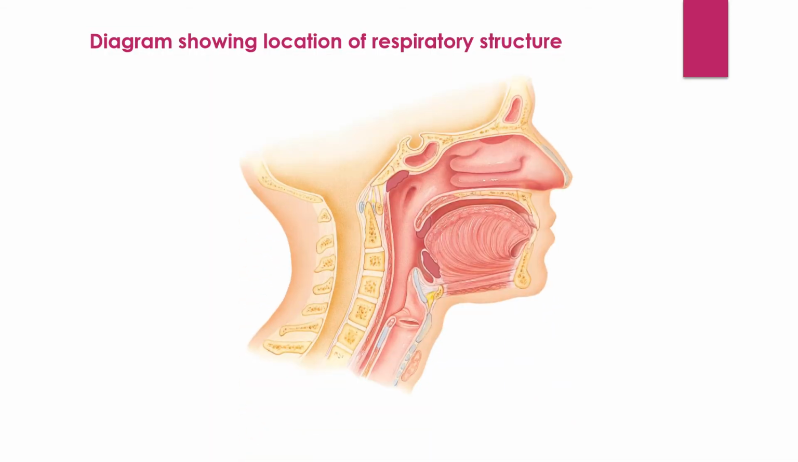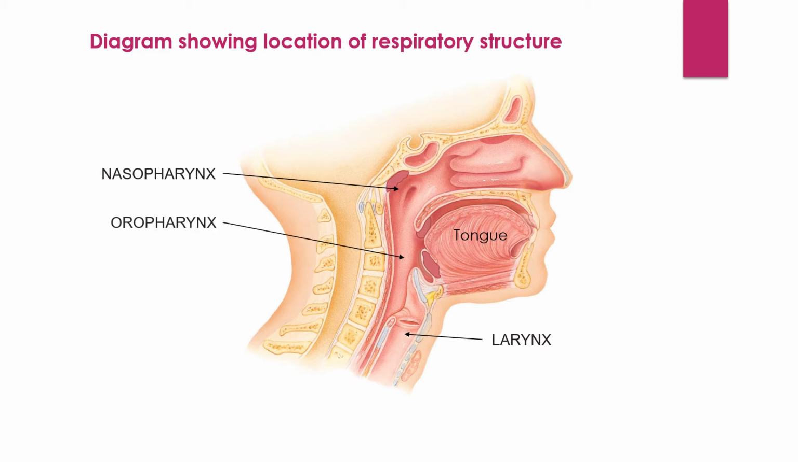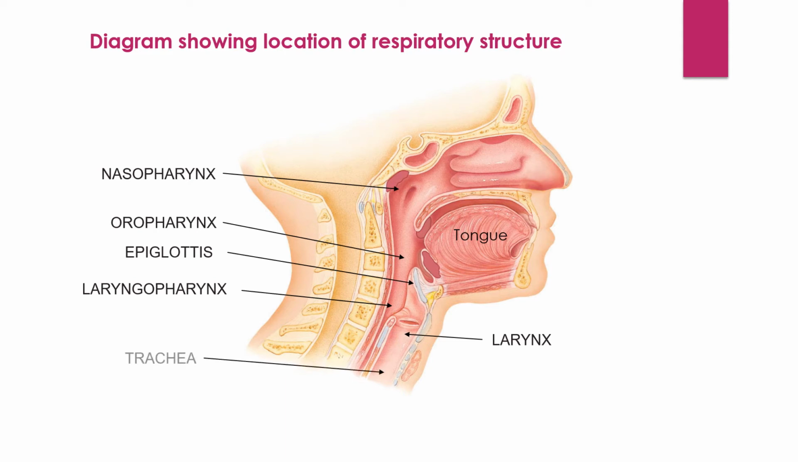Now this is the diagram which shows the location of the main parts of the respiratory structure. This is nothing but the tongue. This particular part is known as the larynx. This particular part is known as the nasopharynx. This is the oropharynx, and this one is the laryngopharynx. This is known as the epiglottis, and below the larynx the trachea is present.